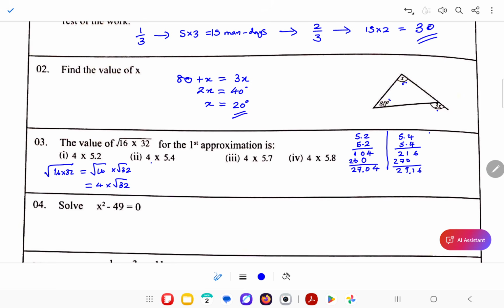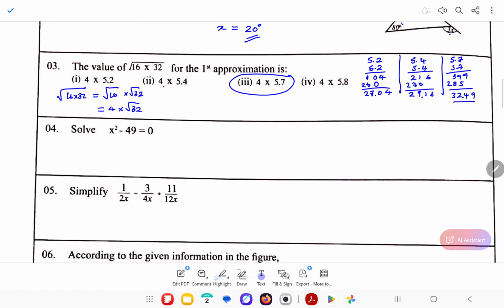29.16. Then let's do 5.7 into 5.7, 32.49. Right, we want something closest to 32, no? 5.8 squared is going to be greater than 32.49, so you don't need to do that. So the closest one is this one, so the answer is this, 4 times 5.7. You want to find the closest to 32 when you square the value.